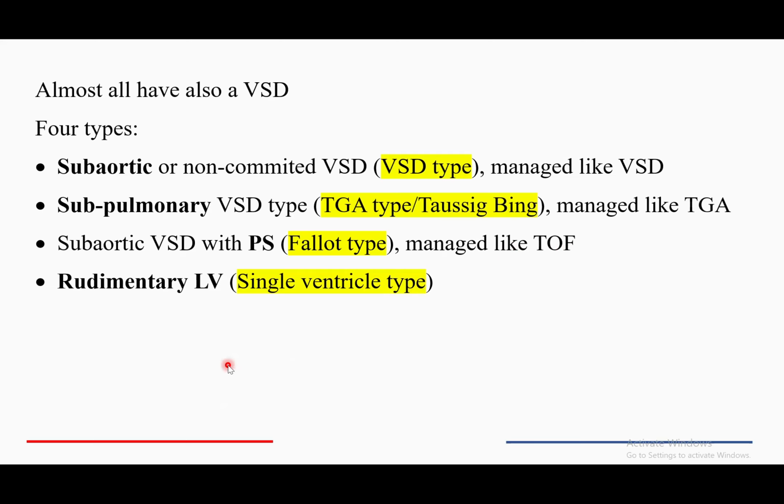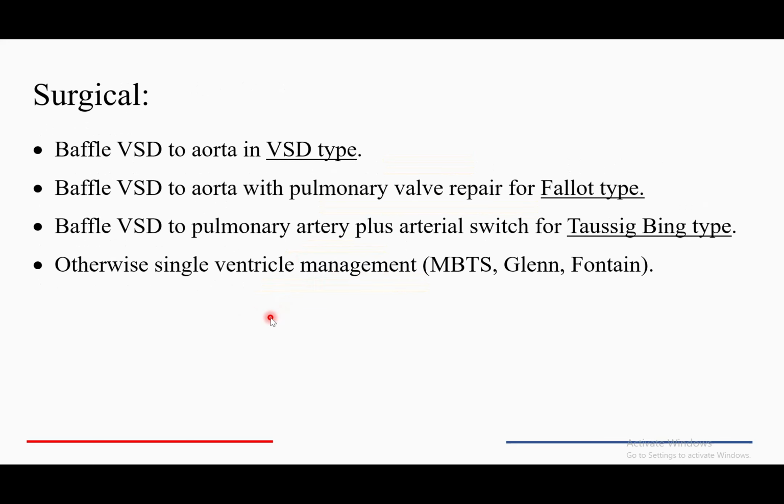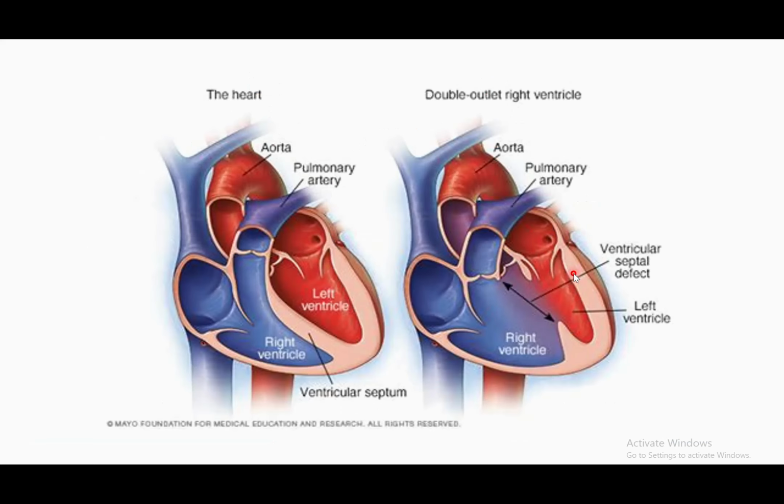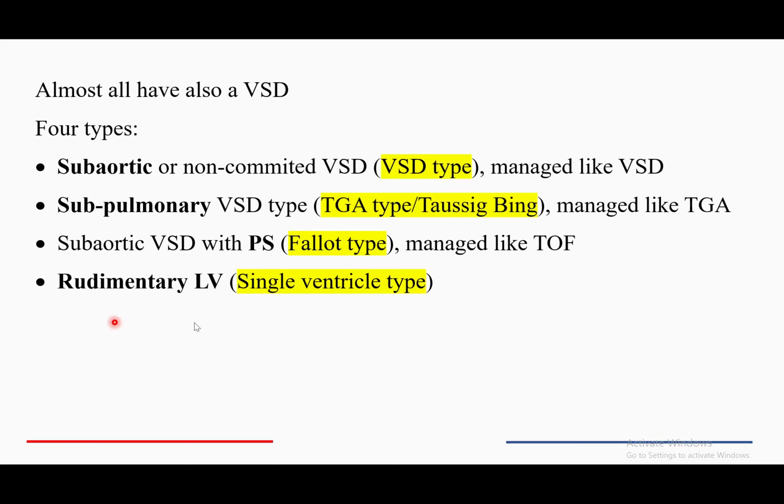If the left ventricle is rudimentary, being just a pathway for blood from the pulmonary veins to the VSD, the left ventricle may become rudimentary, may get smaller, so the ventricles become unbalanced. So we call it single ventricle type, DORV single ventricle type, and this is managed like a single ventricle. We'll talk about it in a separate lecture, the single ventricle pathology.